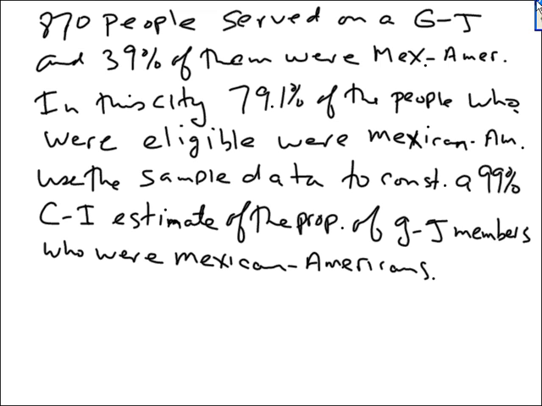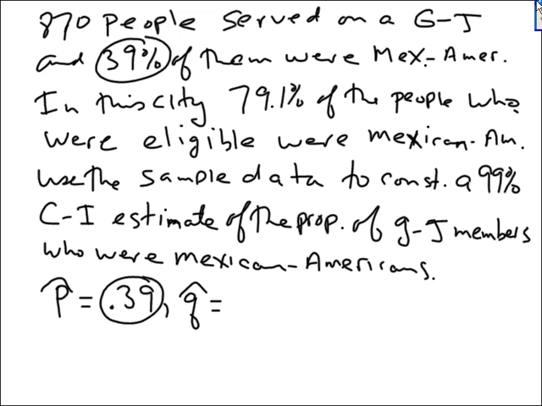Okay, so now p hat is the Mexican Americans on the grand jury. It's 0.39. We need 39% of them. Well, that was pretty good because, boom, we have p hat. Well, q hat is whatever you add to 0.39 to get 1. What do you add to 39 cents to get $1? The answer is 61 cents. 1 minus 0.39 is 0.61.